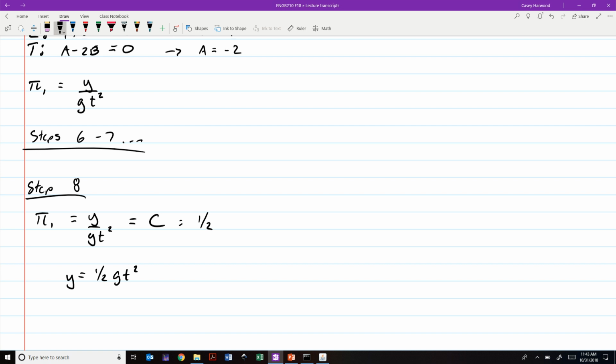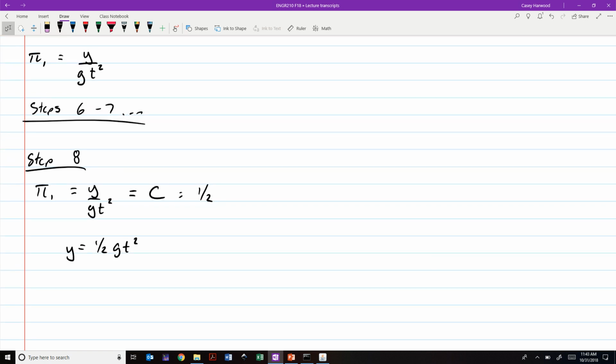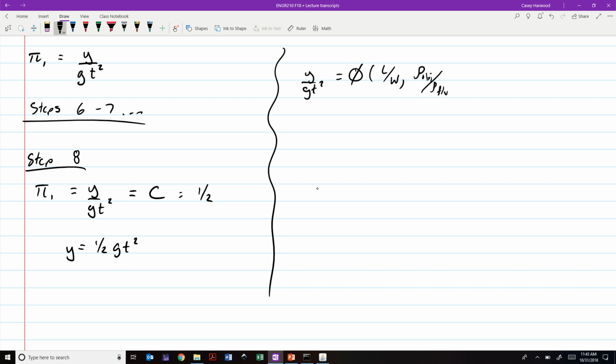To answer Dylan's question about what if you don't know what terms are unimportant. Basically, you could blindly go at this, and you'd end up with something like pi 1. You might end up with y over g t squared equal to an unknown function of, now maybe you have the length over the width, the density. Say you'd end up with maybe the density of the object over the density of the fluid that it's sitting in, et cetera.